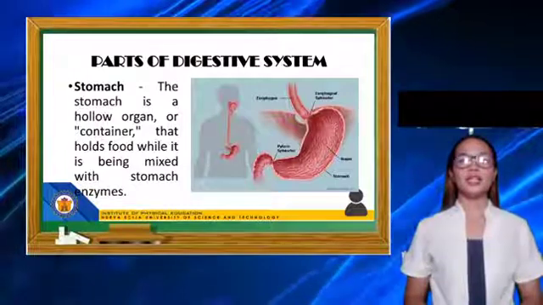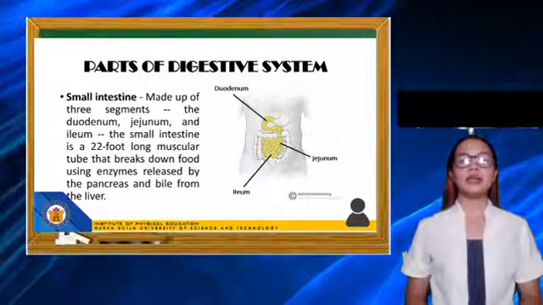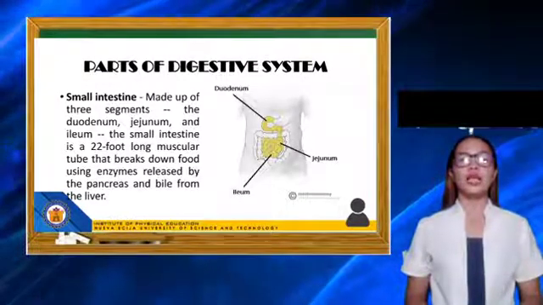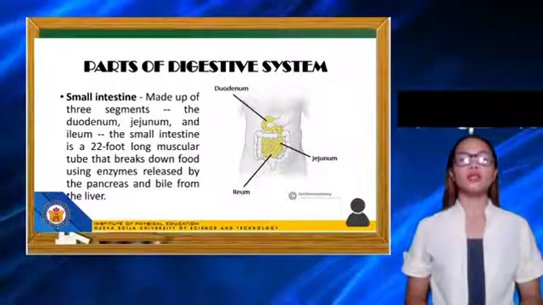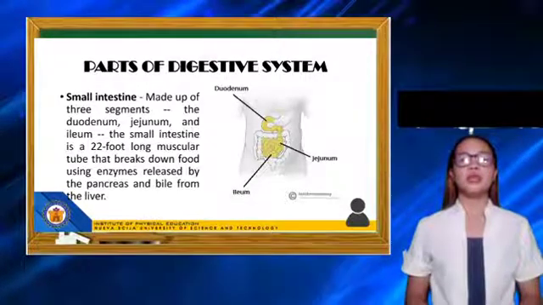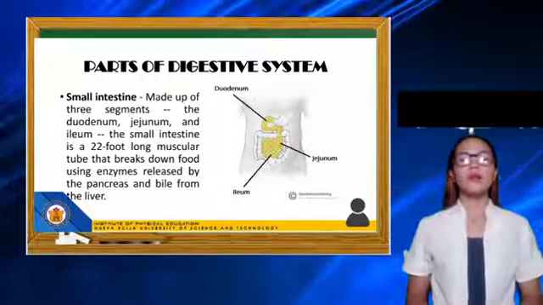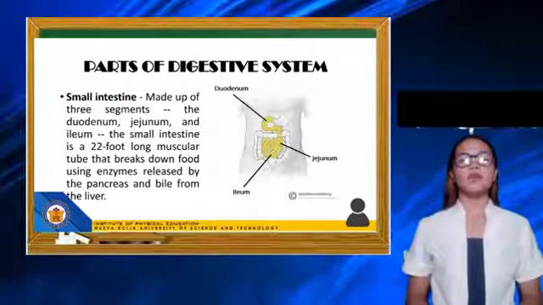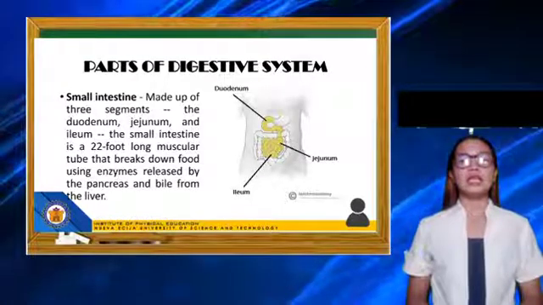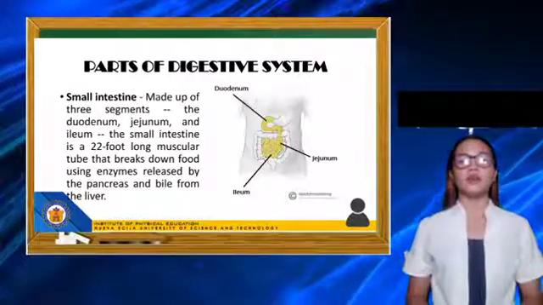Now let us proceed to the small intestine. The small intestine is made up of 3 segments: the duodenum, jejunum, and ileum. The small intestine is a 22-foot-long muscular tube that breaks down food using enzymes released by the pancreas and bile from the liver. The muscles of the small intestine mix food with digestive juices from the pancreas, liver, and intestine, and push the mixture forward for further digestion.